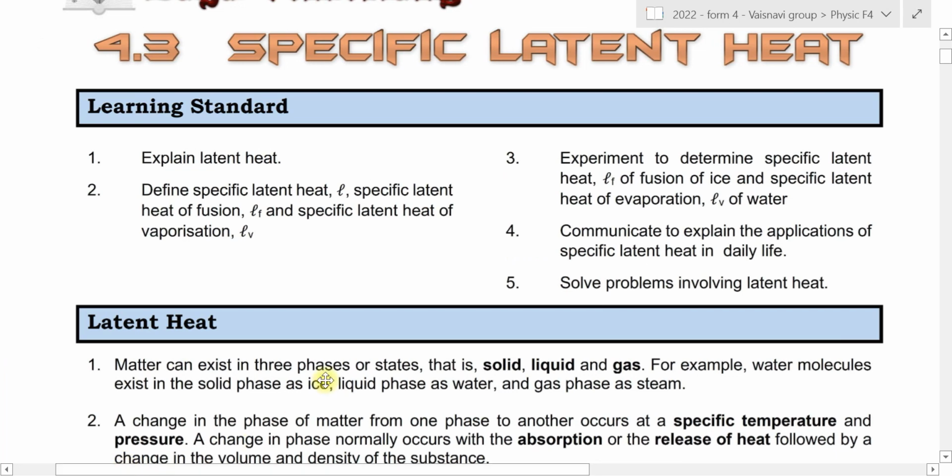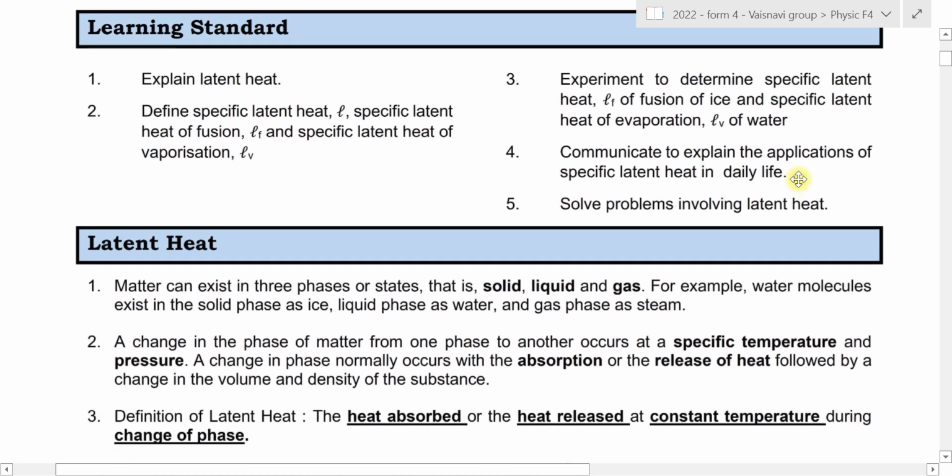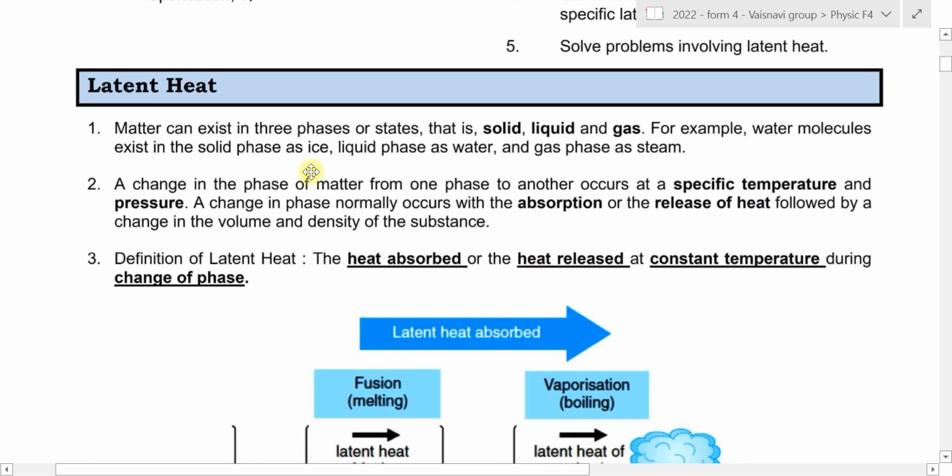Explain latent heat. What is latent heat? Define the specific latent heat, and then specific latent heat of fusion, specific latent heat of vaporization. Experiment to determine the specific latent heat of fusion of ice and specific latent heat of vaporization of water. Communicate to explain the application of specific latent heat in daily life. Solve problems involving latent heat. So my notes are based on the learning standard only. Okay, latent heat. How to explain latent heat. Okay, let's see.